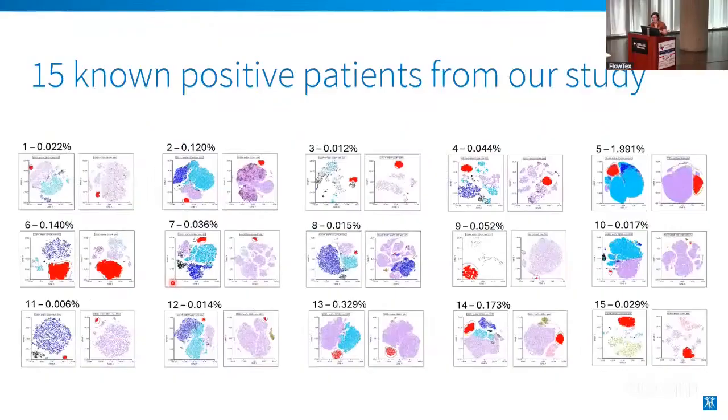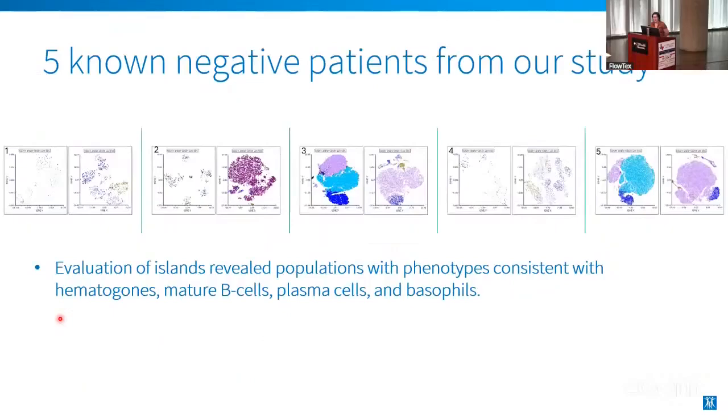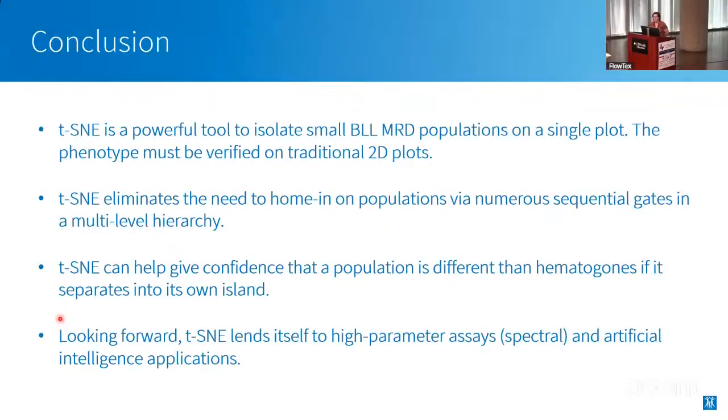And here's just a look at all 15 cases. These are all at MRD level, and you can see that it does a really good job of fully isolating even below our limit of quantitation that we have stated for our assay. This one is 0.006. And these are our 5 known negatives. When evaluating these different islands, we found hematogones, mature B cells, plasma cells, and some basophils and some debris, but nothing of concern.